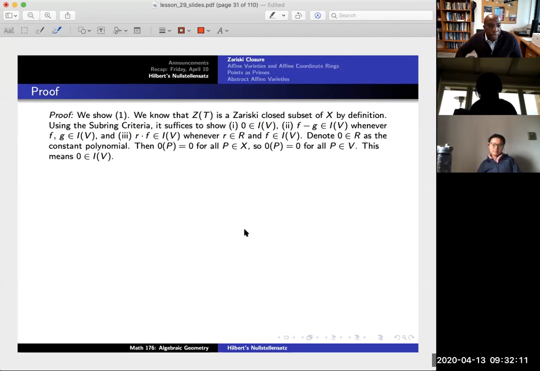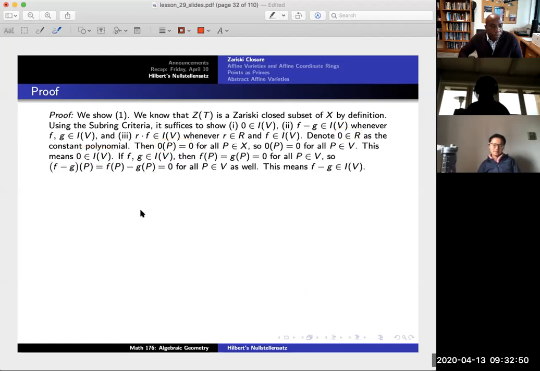So to show that 0 is here, let's denote 0 as the 0 polynomial. It's just a constant polynomial, which means if I evaluate this polynomial at P, I just get back the number 0. That's just what the 0 polynomial means. But if it's 0 for all P in V, then by definition, the 0 polynomial is in this set. So all that I'm doing is evaluating at everything that's in the set V. I just want to make sure that I always get back 0.